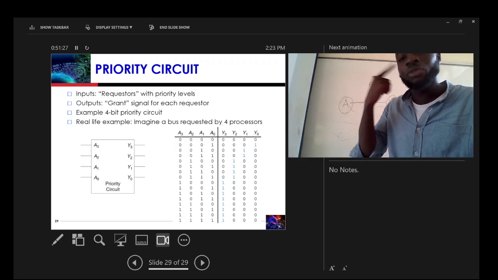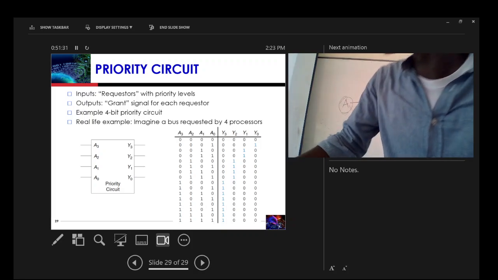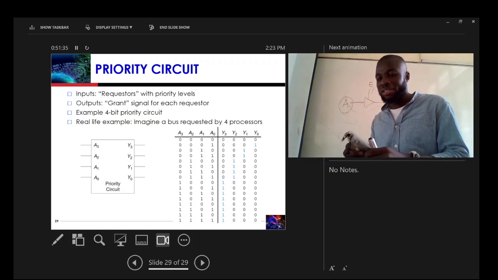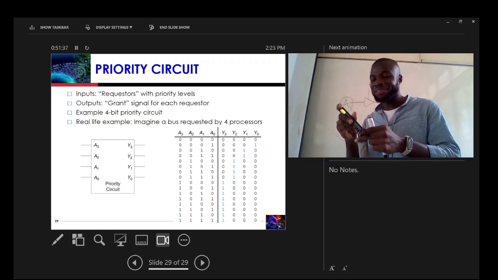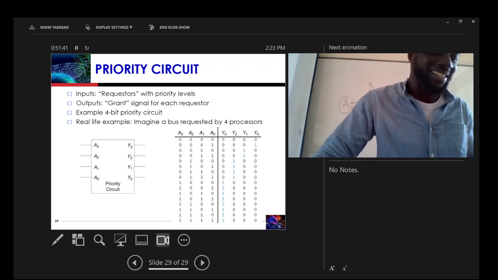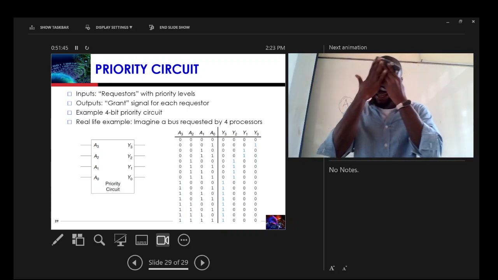So now the last thing is this. Right, you have what is known as the priority circuit. Do you know what a priority circuit is? Digital systems again. What did you learn there?